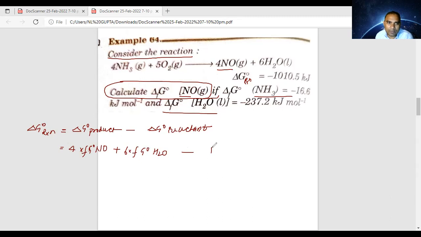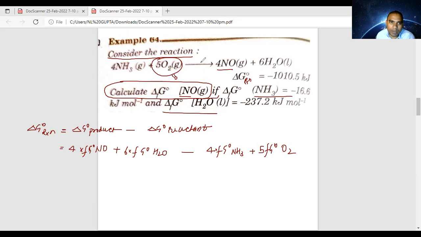Then the reactants: 4 into ΔfG° of formation of NH3, and then 5 into ΔfG° of O2. This is the standard state itself, so its value will be 0. That you need to keep in mind.